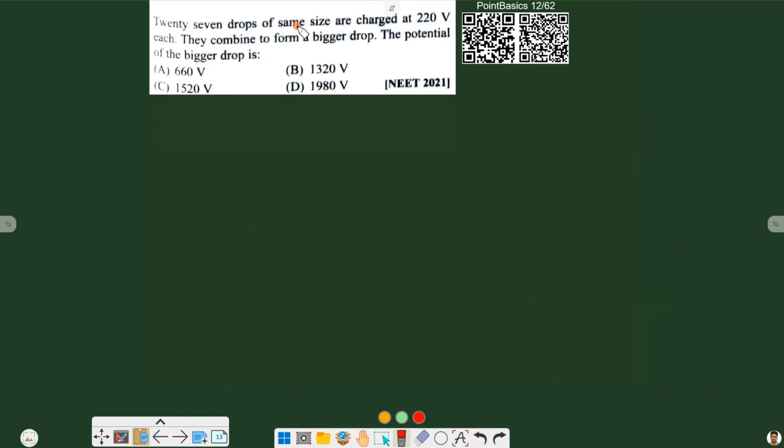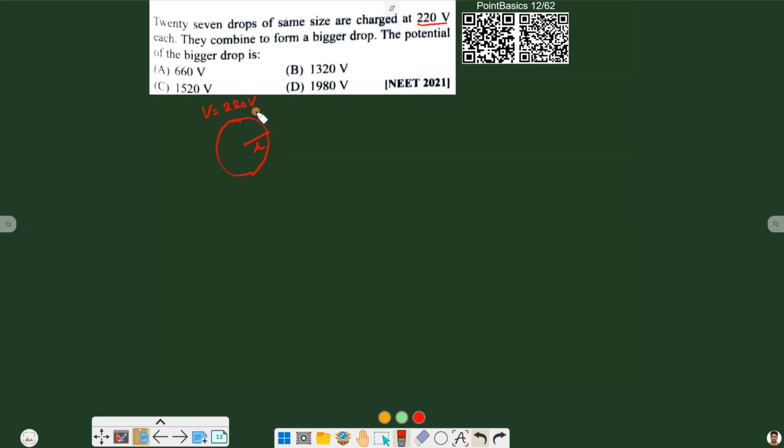27 drops of same size are charged at 220 volts each. Then they form a bigger drop. The potential of the bigger drop will be? So we have 27 drops. Suppose each drop has a radius of r, and it is charged to 220 volts, so its potential is 220 volt.